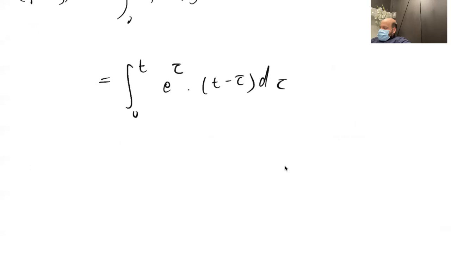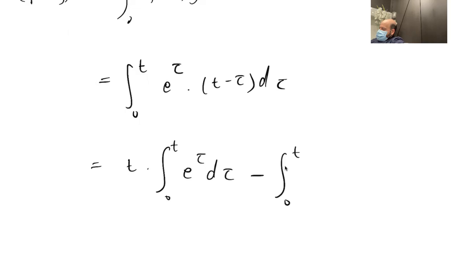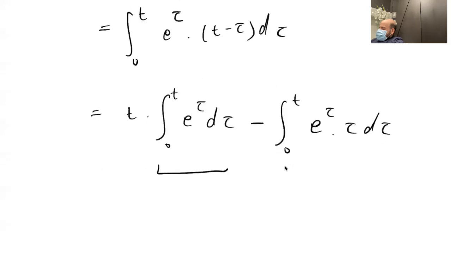Now the integration is over tau, so this t here can be taken out of the integral. So then I'll have t times the integral from 0 to t of e to the power tau d tau, minus the integral from 0 to t of e to the power tau times tau d tau. Now I need to calculate these two integrals. For this one, we need the antiderivative of e to the power tau, which is e to the power tau itself, calculated between 0 and t. So that will be e to the power t minus 1.